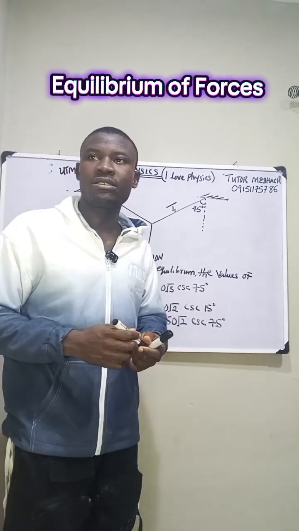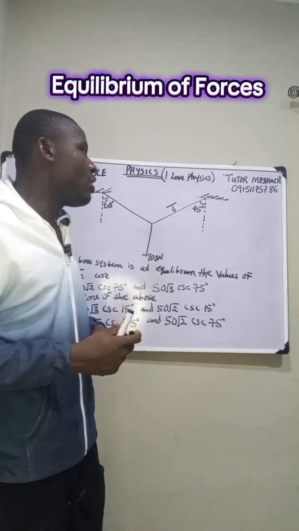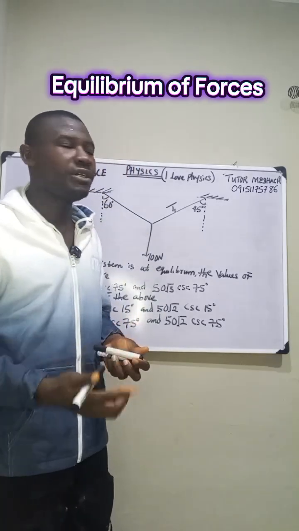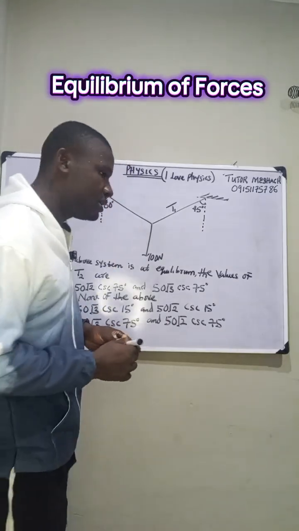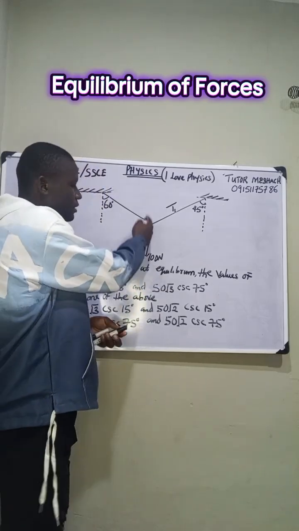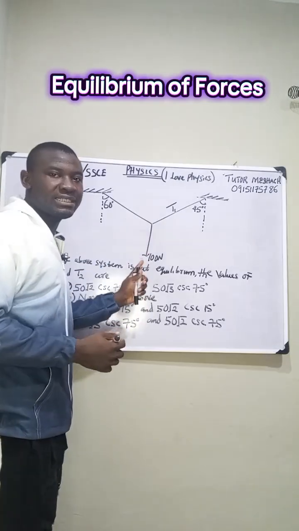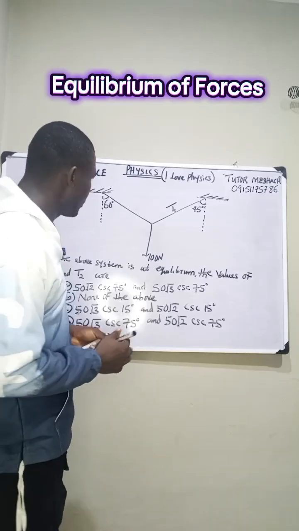Whenever you see something like this, what you are going to use is Lami's theorem. Most of you know the theorem, but you don't know that it's called Lami's theorem. What are we going to do now? If you look at this place, you see that this is a vertical line. This is the vertical axis. The force acting on the vertical axis is 100 Newton.